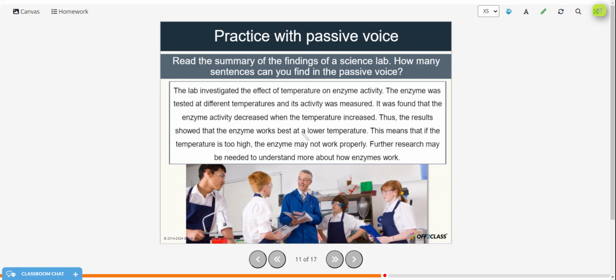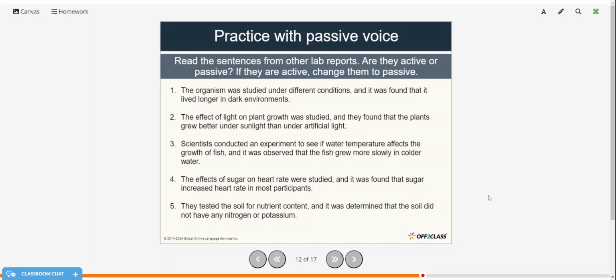So, passive voice: the enzyme was tested and its activity was measured. It was found, and further research may be needed. All right, read the sentences from other lab reports. Are they active or passive? And if they're active, change them to passive.